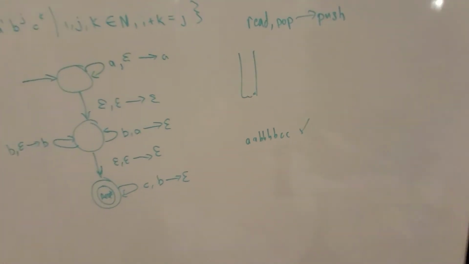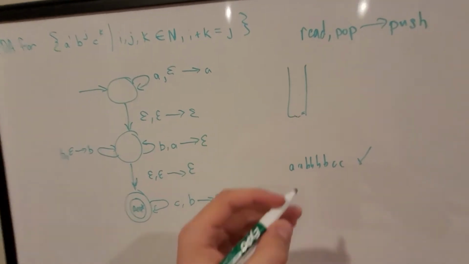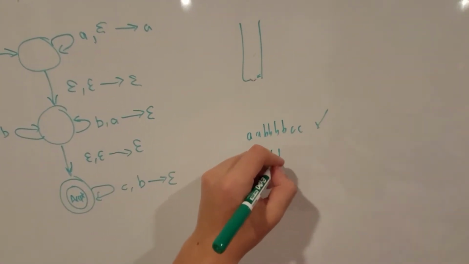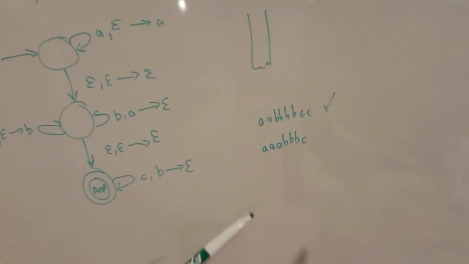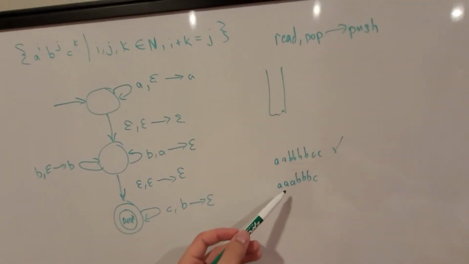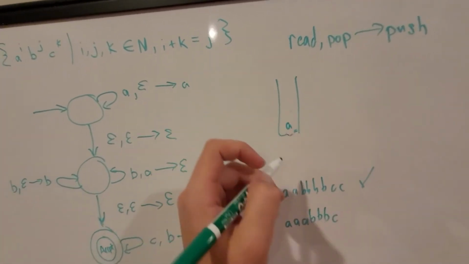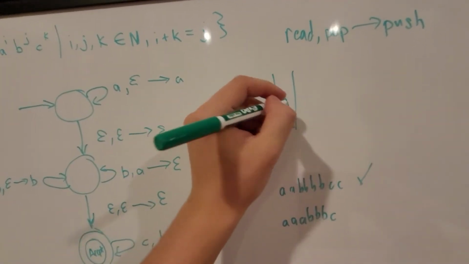All right, let's do a string that isn't valid. What would a string that's not valid look like? Let's do A, A, A, B, B, B, C. Yeah, that's not a valid string. How would this work? Let's read in our A. Okay, we have another A, push it on, another A, push it on.